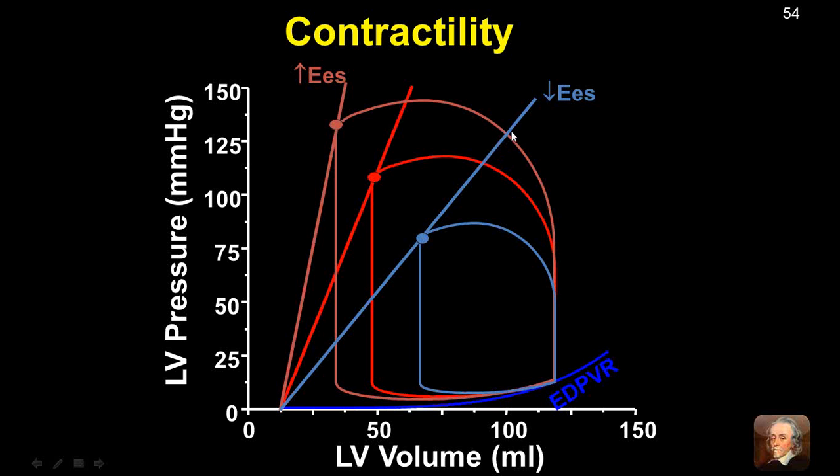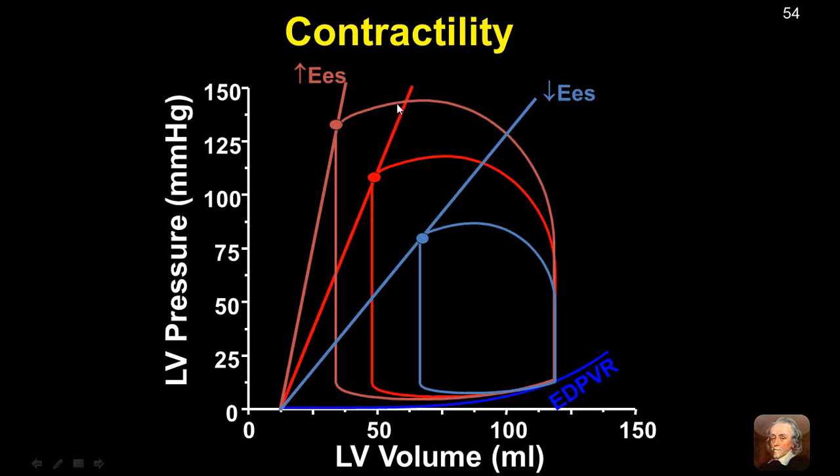These lines change. A change in contractility is mainly manifest and characterized by a change in the end systolic elastance, EES. So increases in EES signify an increase in contractility, and decreases in EES signify a reduction in contractility.